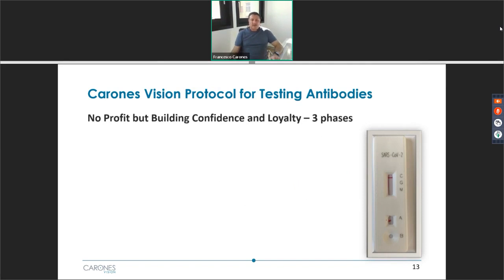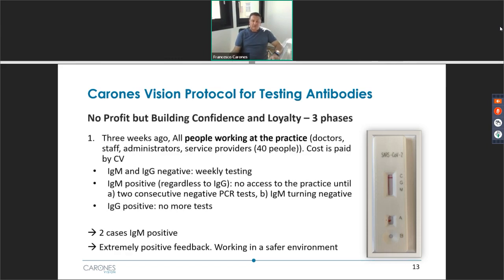So we built a very easy, simple, no-profit protocol to build confidence and loyalty both to the patients and to the staff. And we made it into 3 phases. During the first phase, which started 3 weeks ago, we started testing the entire practice and the entire practice members. So all people working at the practice, and this is about 40 people.